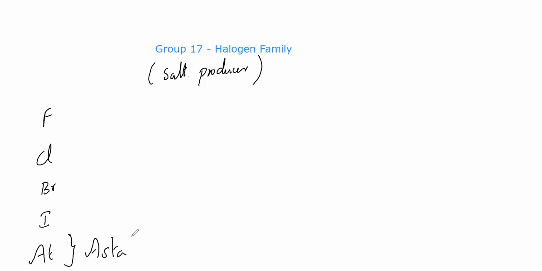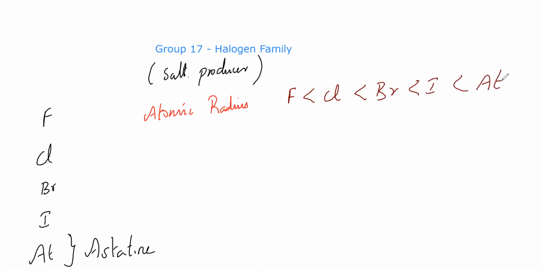I think astatine might not be familiar, correct? First, just like I did in group 15 and 16, I'll go with the atomic radius. Atomic radius increases down the group. So fluorine is less than chlorine, less than bromine. Astatine has the highest atomic radius among everything.